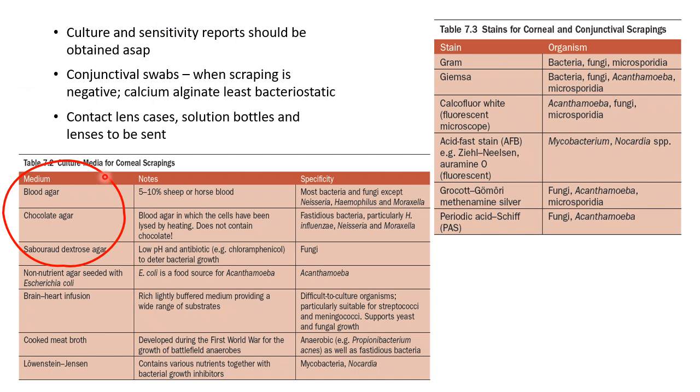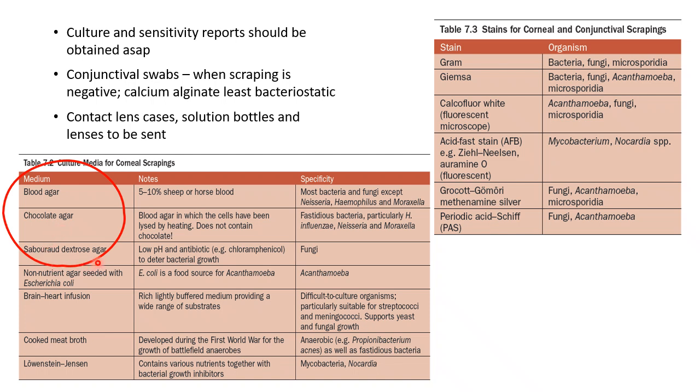The first table here is actually showing you the culture media for different organisms. So most bacteria and fungi except Neisseria, Haemophilus and Moraxella can be grown on blood agar. Fastidious bacteria, which are demanding bacteria, need specialized conditions to grow. They include H. influenzae, Neisseria, and Moraxella. The ones that do not grow on blood agar will grow on chocolate agar.